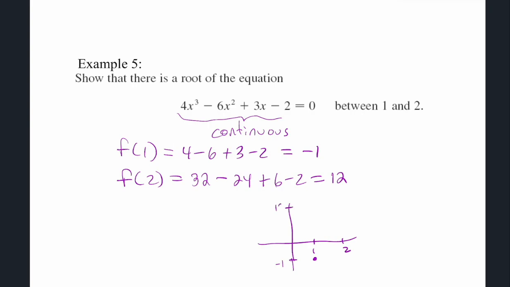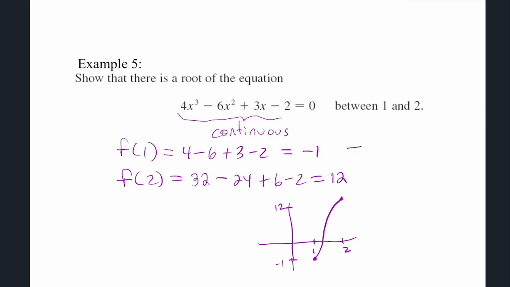At f of 2, I am up at 12. This function is continuous. To draw from one place to another, I can never lift my finger from the pencil, or the pencil can never lift off the page. So to draw it in that section, is there any way I can avoid going through 0? No, I have to go through a height of 0.